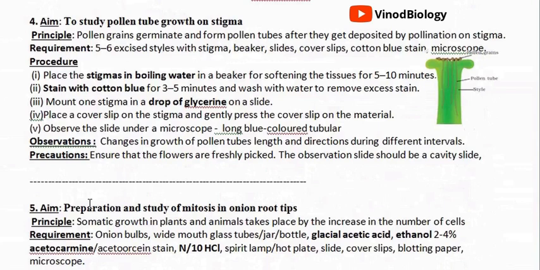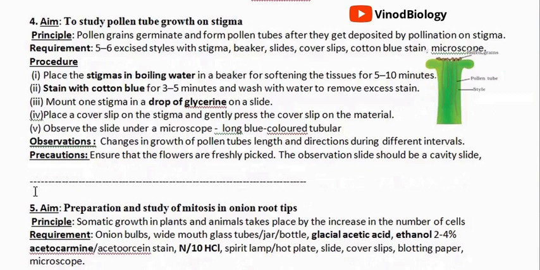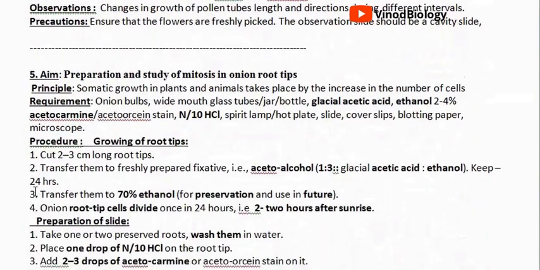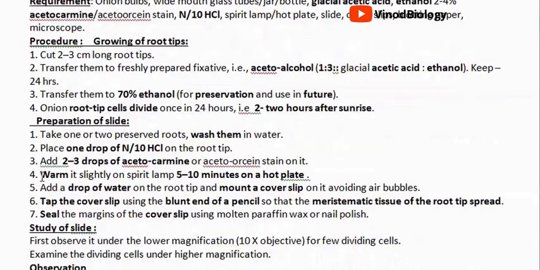Next, slide preparation. First experiment: pollen tube growth and stigma. Aim, principle, requirements, procedure, observation, precaution. It's very short. Fifth experiment, mitosis in onion root tips: principle, requirements, procedure. This is a procedure you have to follow. Next, preparation slide. In most of the cases, they'll ask this.